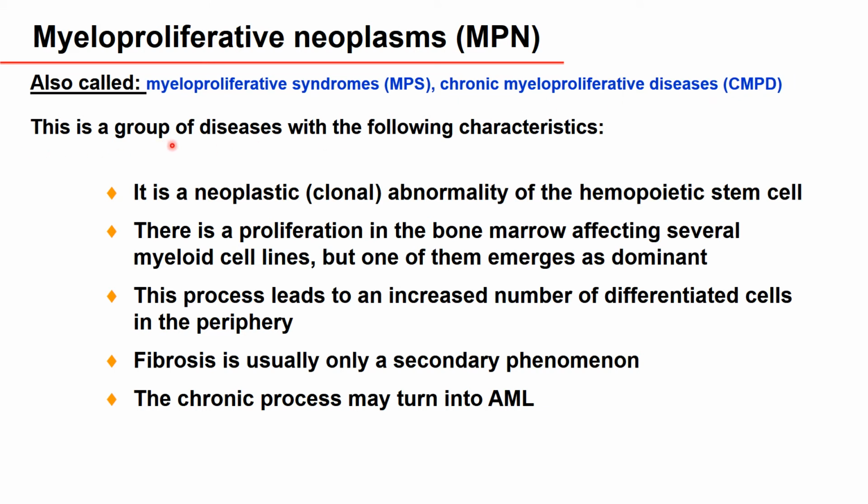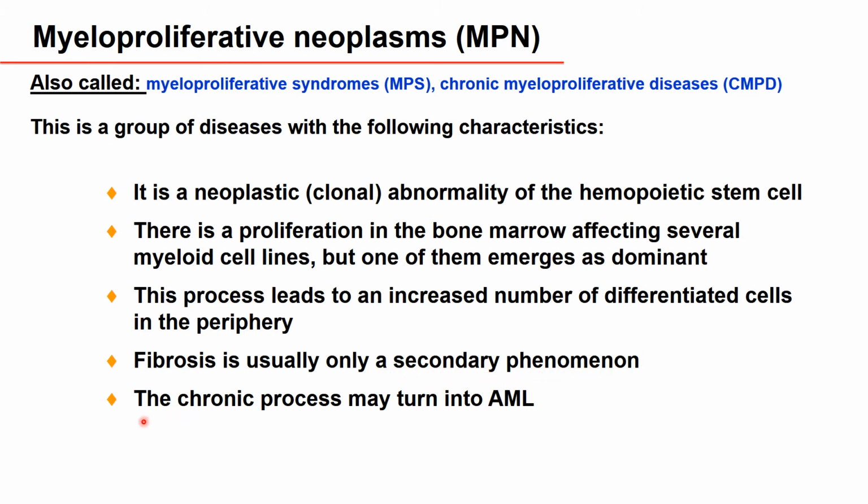Now, this is a group of diseases with the following characteristics. First of all, we do have a clonal abnormality of the hematopoietic stem cells, and there is a proliferation in the bone marrow affecting several myeloid cell lines. But one of them emerges as dominant, such as, for example, the platelets, maybe the red blood cells, maybe the myeloid cells. So this process leads to an increased number of differentiated cells in the periphery. And fibrosis is usually only a secondary phenomenon.